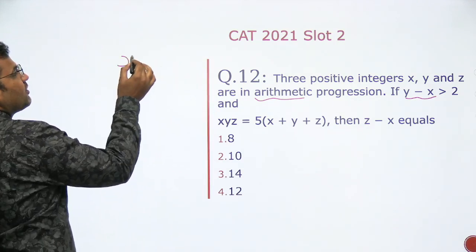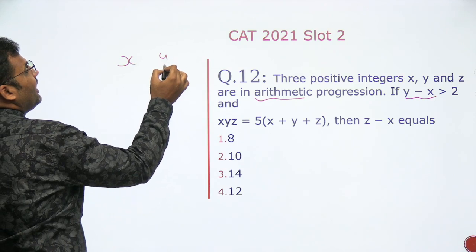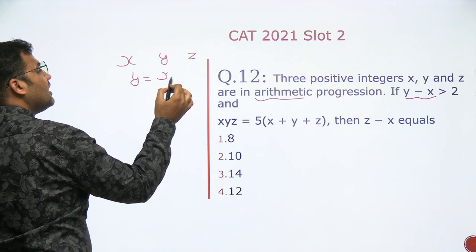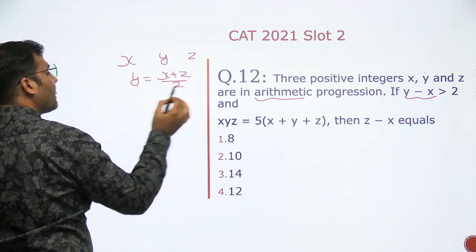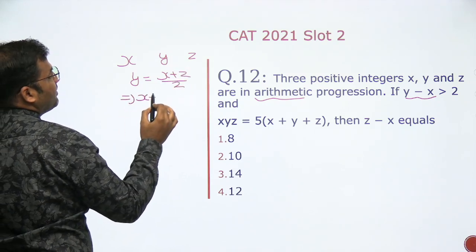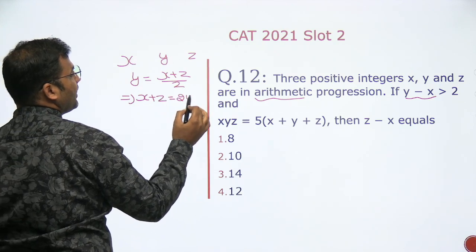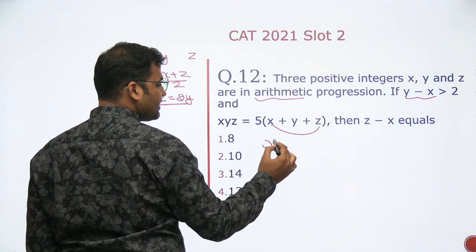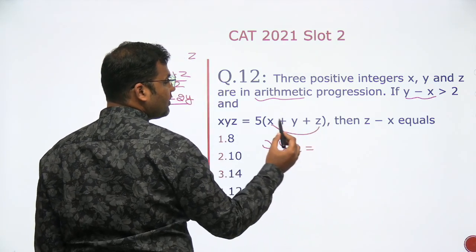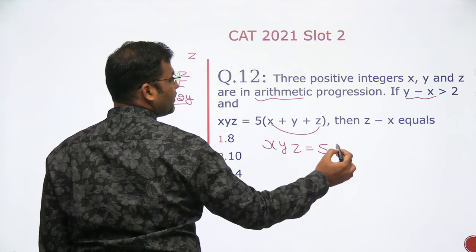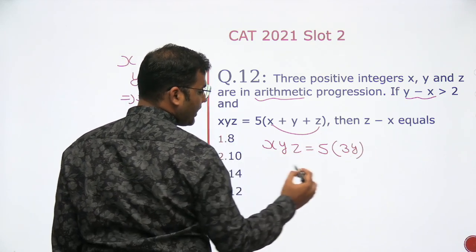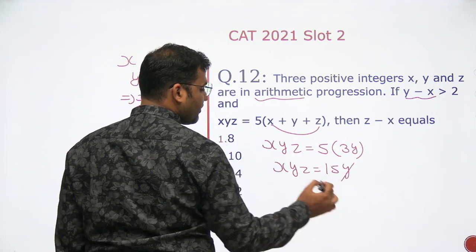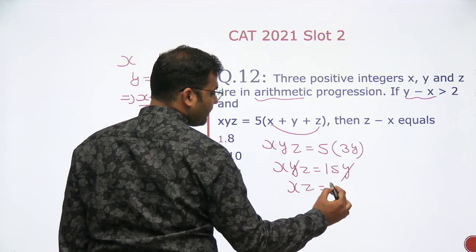Guys, the values are in arithmetic progression. So can I say that if x, y, z are in arithmetic progression, then y has to be the arithmetic mean of x and z. So can I say x plus z will be equal to 2y? Now if x plus z is equal to 2y, then xyz will be equal to 5 into 2y plus y, that is 3y, which is 15y. So can I say xyz is equal to 15y, y gets cancelled, xz will be 15.